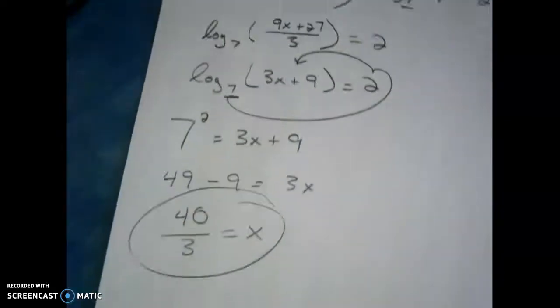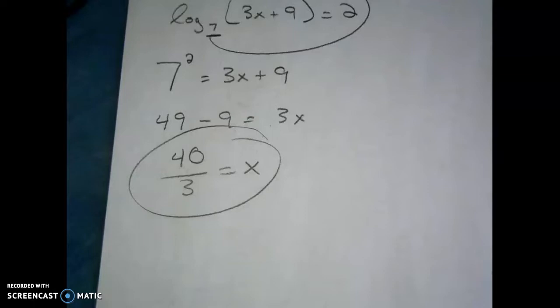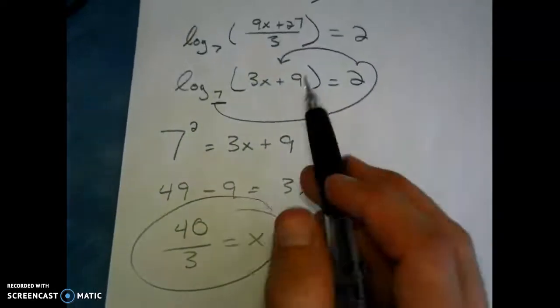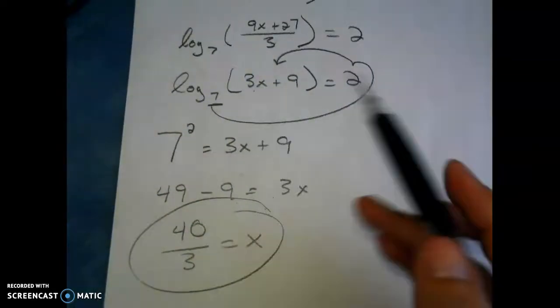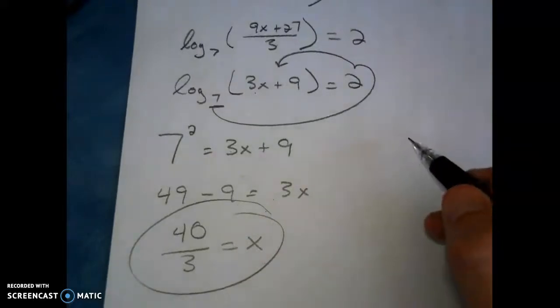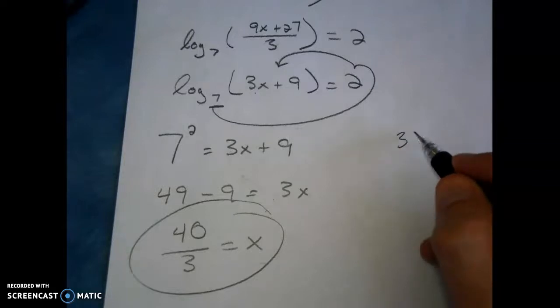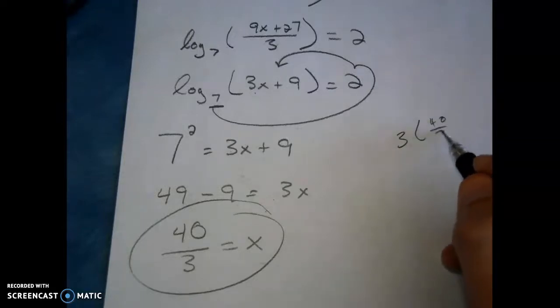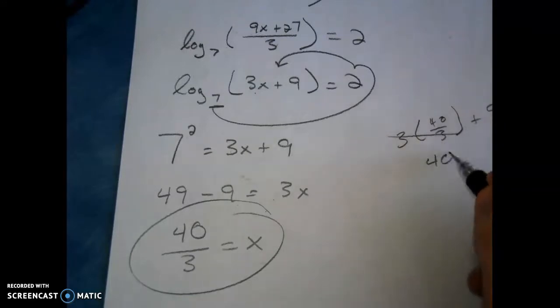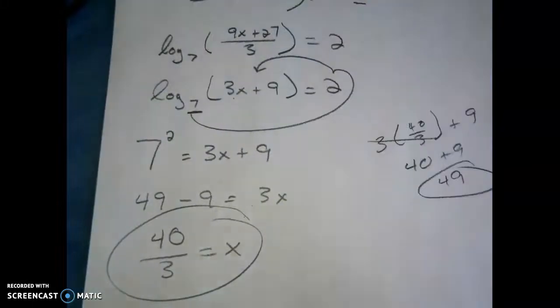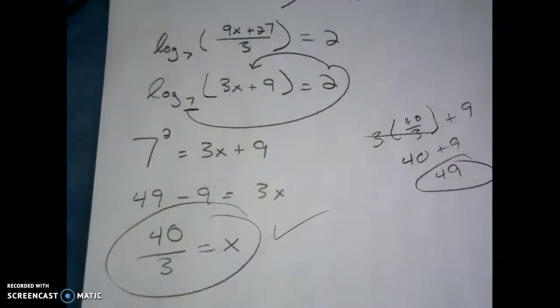Okay, let's check this one. 40 over 3, if I plug this in right here, so I would get, let's see, 3 times 40 over 3 plus 9. I get 40 plus 9, I get 49. That's a positive number, which we can have. This is not an extraneous solution, so we are good.